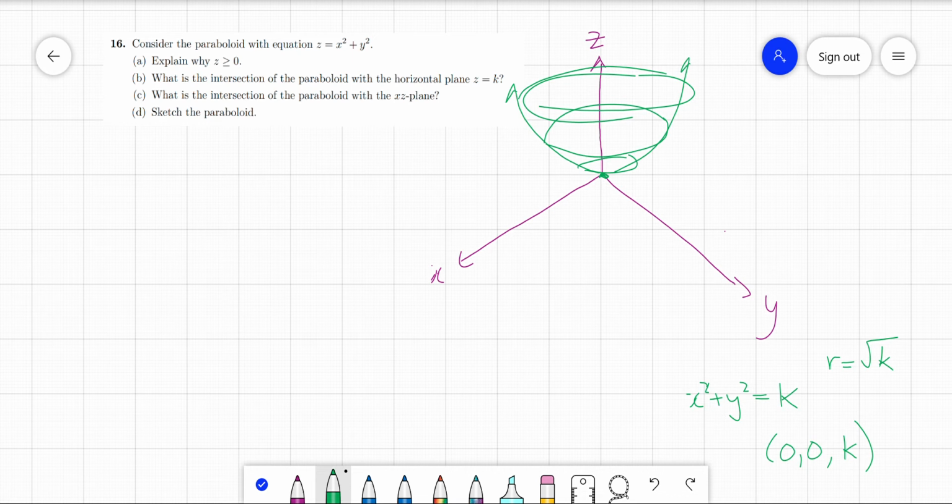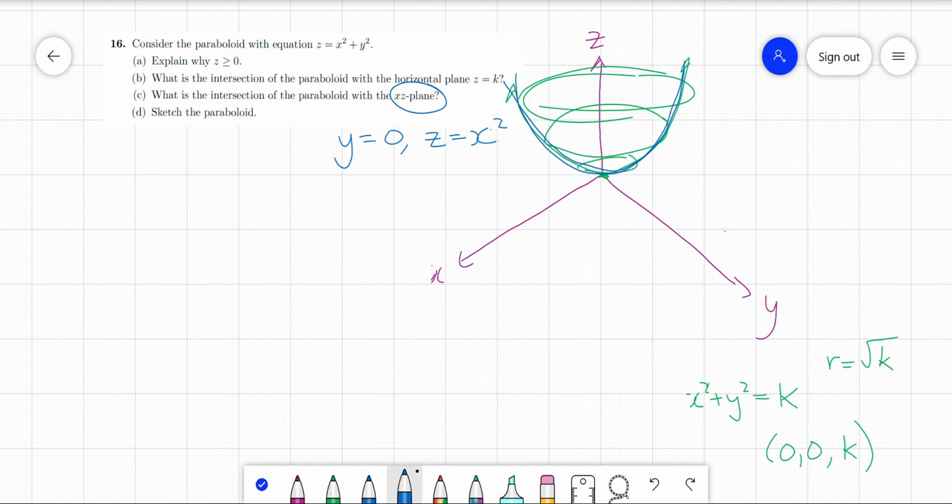If I have a look at, for example, part C, that would be easy to look at. What is the intersection of the paraboloid with the xz plane? So if I'm just looking in the xz plane, you can see we will have this parabola. And what will that parabola be? So in the xz plane, we're making y equals 0. And what would we have left if we put y equals 0? We would have z equals x squared. So we have this like y equals x squared, but it's z equals x squared, so we have a parabola there.